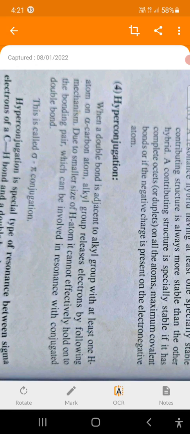We already discussed the resonance effect, electromagnetic effect, and inductive effect. Now we discuss the last effect, that is hyperconjugation. We already know about resonance. This hyperconjugation is also similar to resonance. Therefore, before studying hyperconjugation, we must know about resonance.